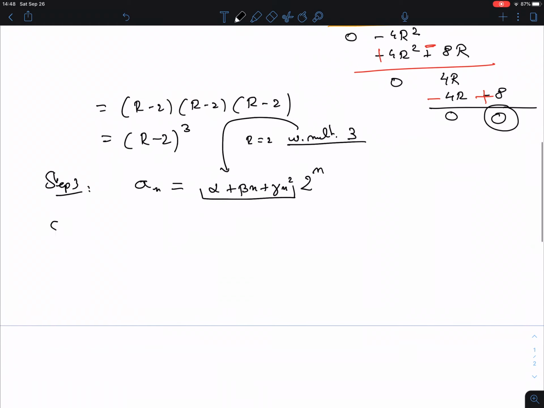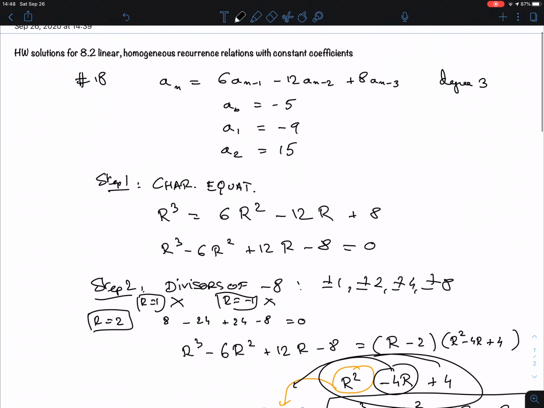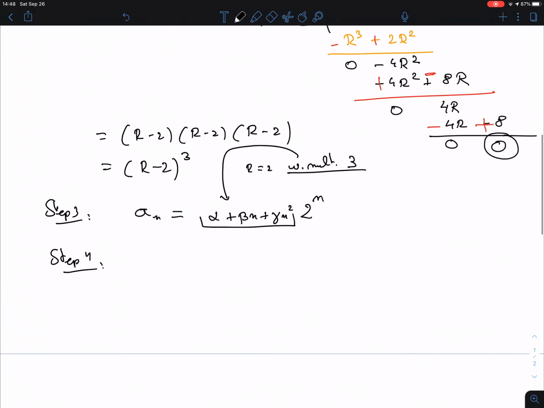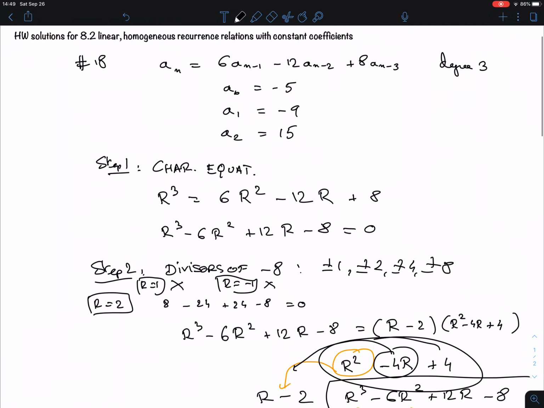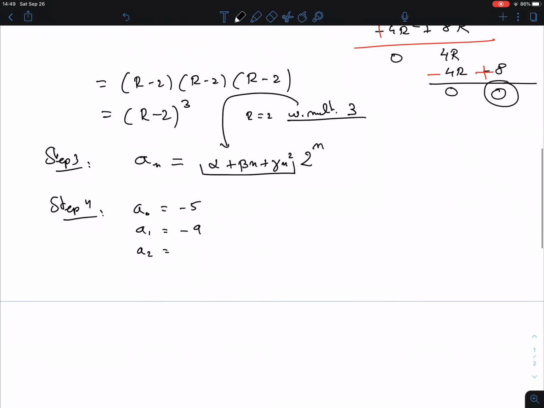But we know that there is a very specific one because we have initial conditions, and these initial conditions were -5, -9, and 15. So A0 was -5, A1 was -9, and A2 was, okay, what was it now? -5, -9, and 15. Okay. So how do we get this? Well, in this equation, if you want, I'll do it a little bit on the table. Okay, let me make the table here.